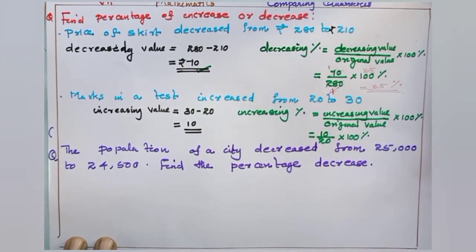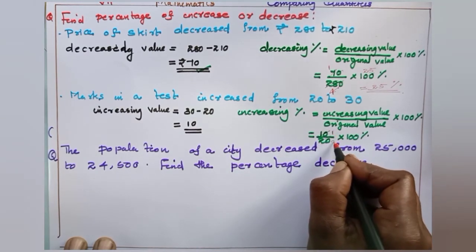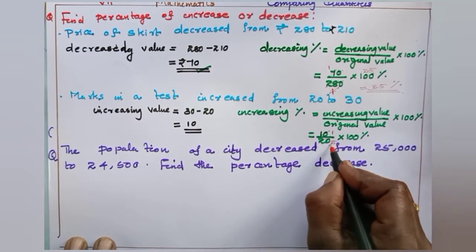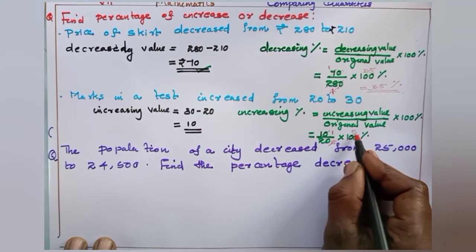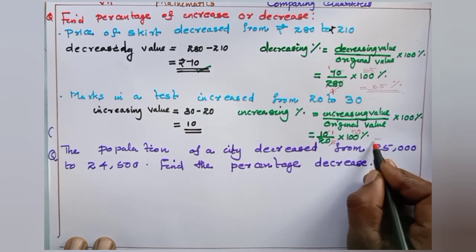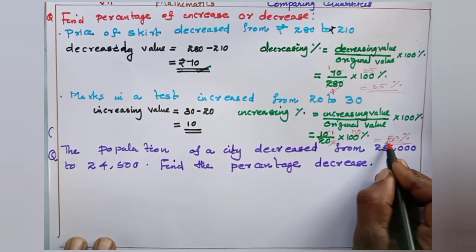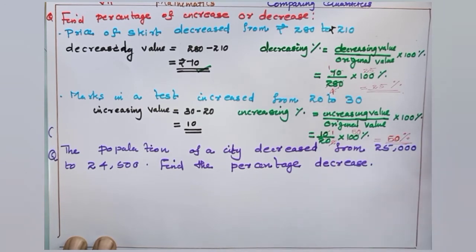So we can cancel by 10 and 20: 10 in 1 times, 20, 2 times are 20. Then 2 and 100 we can cancel 50. Denominator no numbers. Numerator 1 into 50, 50. So the answer is 50 percentage. Okay, 50 percentage. Then next question.